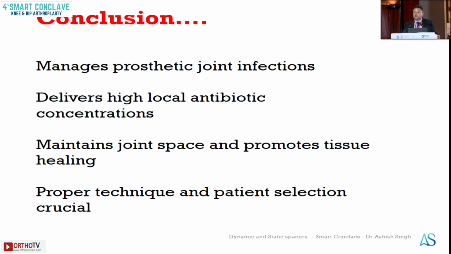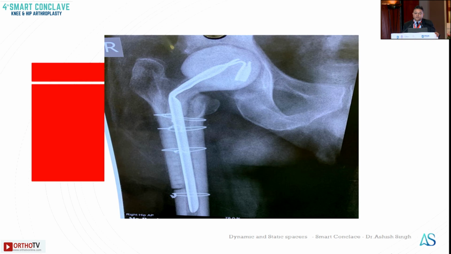So in conclusion, at the end of the day, I would like to say that in the Indian scenario, go for 2-stage revision. Dynamic spacers are good, but complications are higher. If you make it on the table, the time is a bit more, like minimum half an hour to prepare the whole mold, and it is a good effective solution. You can make the patient understand.